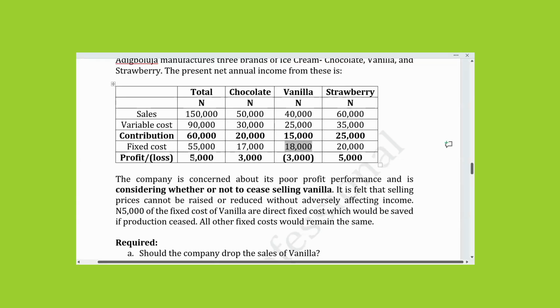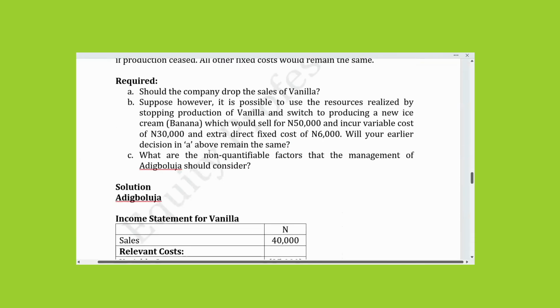That's the implication. And that's why we're advising that once you have a positive contribution, that should be your basis of advice. The company should not discontinue it because it is contributing. In this case, vanilla is contributing 10,000 naira towards the recovery of the company's general fixed overhead. So that is what you are supposed to do. I believe that is clear.